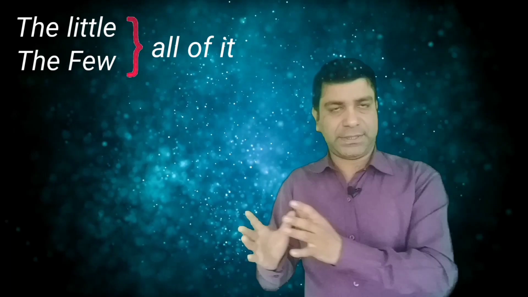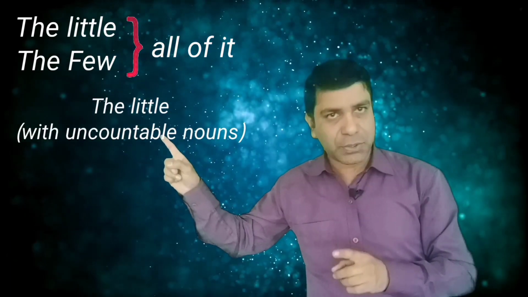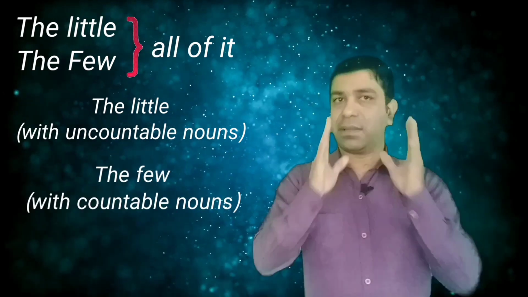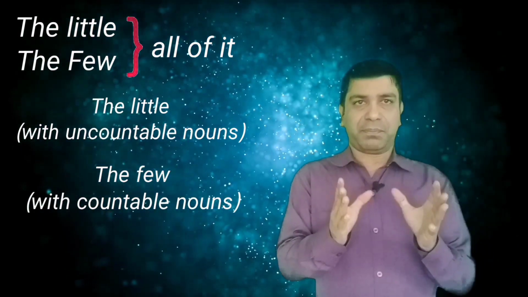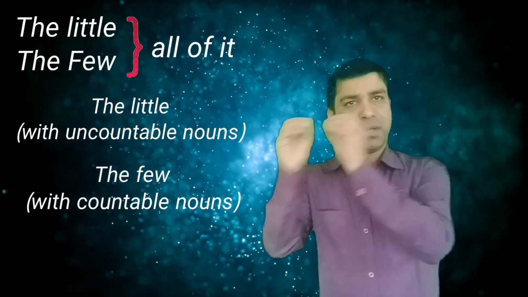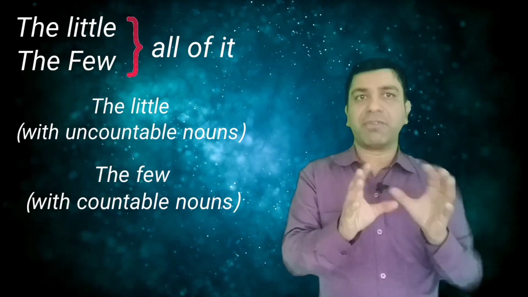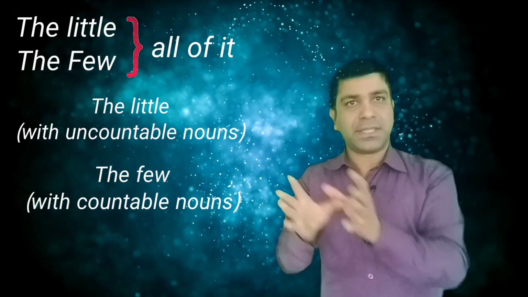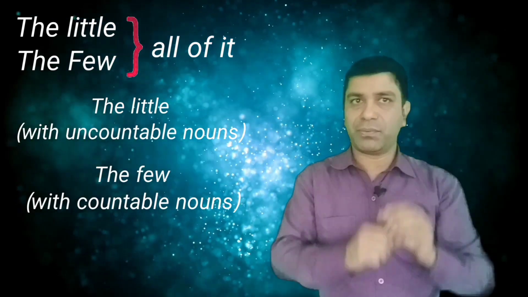Now let us talk about the little and the few. The little and the few both mean all of it. The only difference is that the little is used with uncountable nouns and the few is used with countable nouns. For example, if you say, "I gave him the little money I had," that means you gave all the money that you had to him and now you do not have any money left with you.